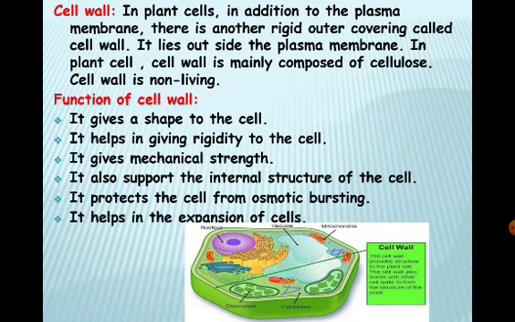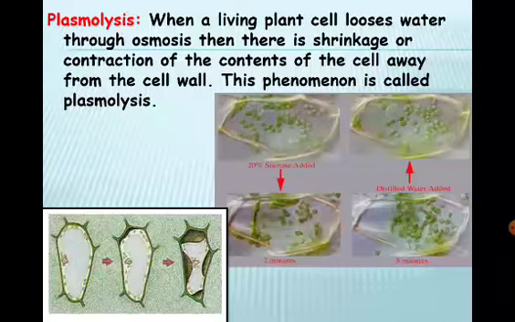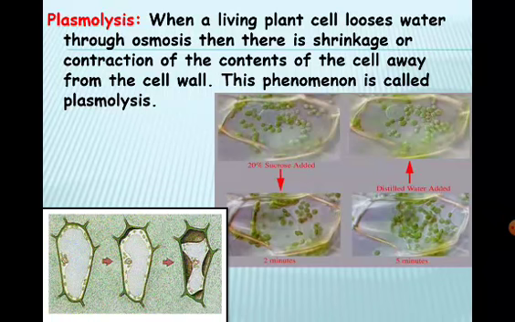Okay, here the structure of the cell wall is given. This is the outermost structure. Okay, now the process of plasmolysis. So when a living plant cell loses water through osmosis, then there is a shrinkage or contraction of the content of the cell away from the cell wall. This phenomenon is called plasmolysis.